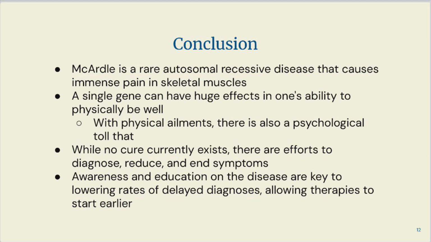So to conclude, McArdle is a rare autosomal recessive disease that causes immense pain in skeletal muscles. A single gene can have a huge effect on one's ability to be physically well. And with physical ailments, there's a chance of a psychological toll. While no cure currently exists, there are efforts to diagnose, reduce, and hopefully someday end symptoms. Awareness and education on the disease are key to lowering rates of delayed diagnoses, allowing therapies to start earlier.